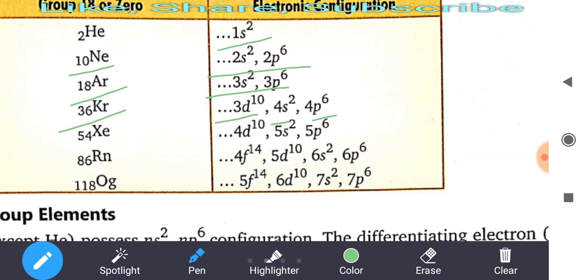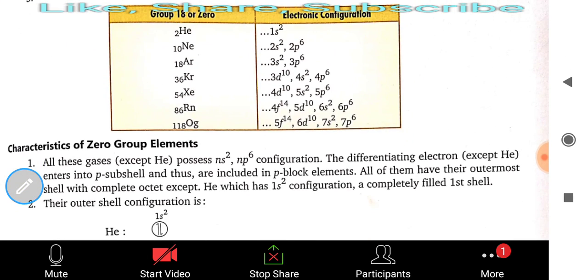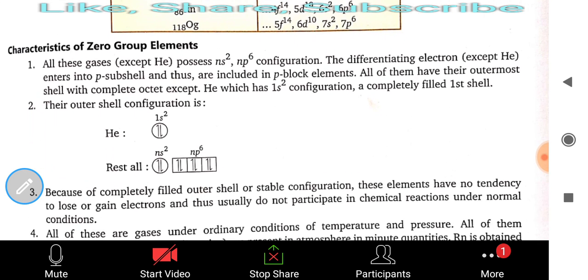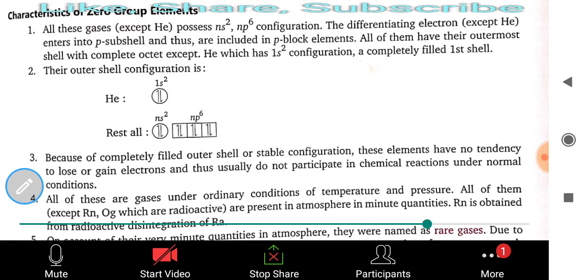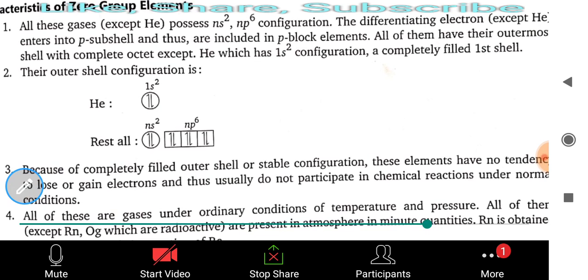So you can see that in the outermost shell there are 8 electrons, so they are filled and stable because they have 8 electrons in their outermost shell. We will read further about their characteristics. All these gases except helium possess ns2 np6 configuration.